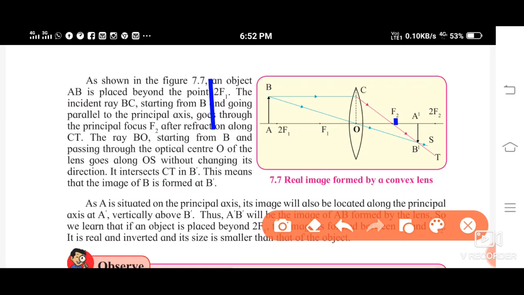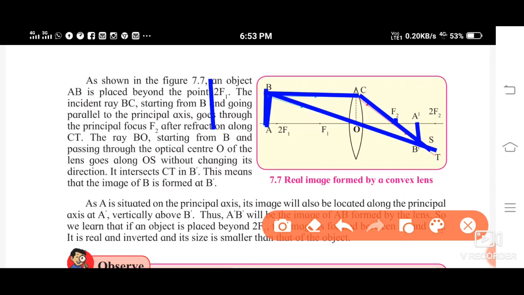When the object is kept beyond 2f1, you know how to draw a ray diagram, isn't it? You're going to draw one ray like this and one ray like this, and wherever they intersect, the image will be formed between f2 and 2f2 when you keep the object beyond 2f1. The image here will be real, inverted, as you have seen, and diminished also.